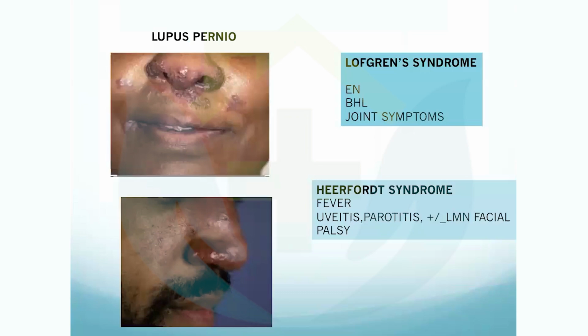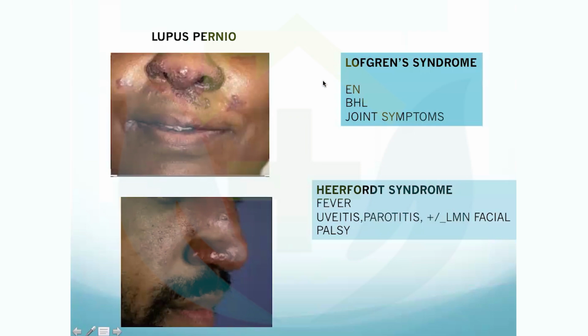Now, lupus pernio presents as raised indurated lesions of the skin, often purplish in color, and this is pathognomonic of sarcoidosis. And lupus pernio is associated with a high rate of intrathoracic, upper respiratory, ophthalmic involvement. There can be bone cysts, there can be reticuloendothelial involvement. So whenever you see lupus pernio, think of severe sarcoid disease.